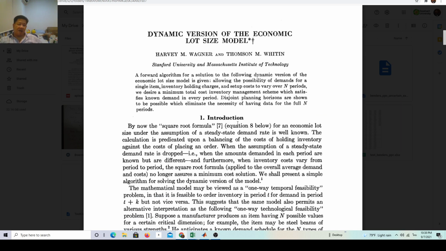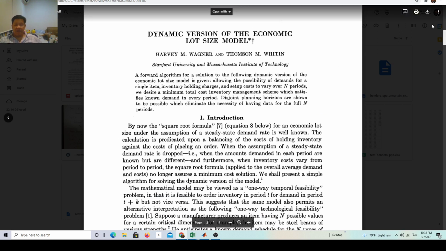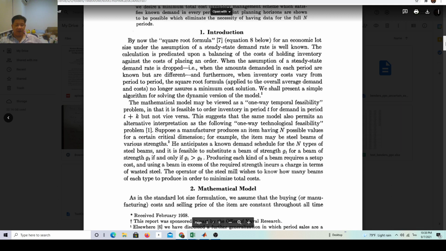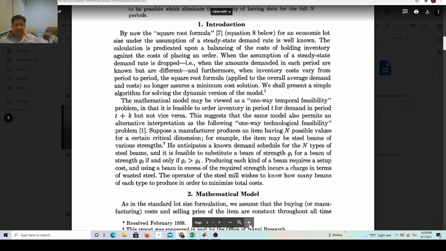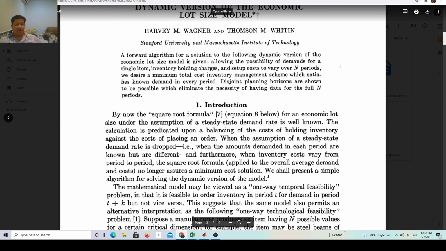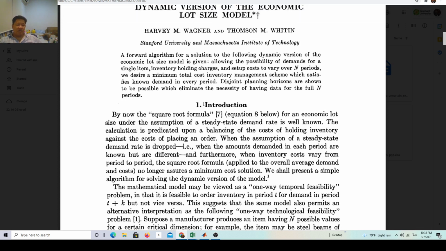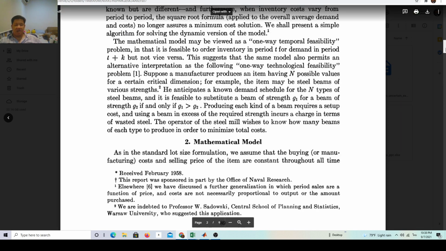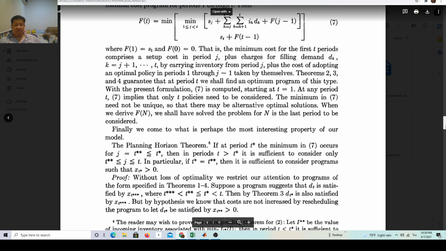We may look at the very first statement of the paper here. The first part is an abstract, and then we start with the introduction part. The first statement says, by now the square root formulas, reference number 7, equation 8 below. Where is equation 8? Let's look at equation 8 below.